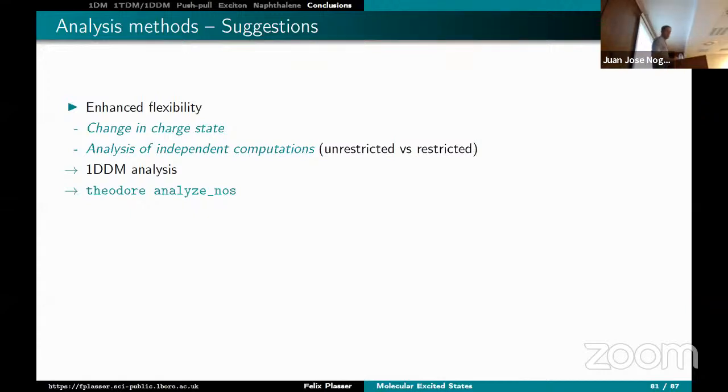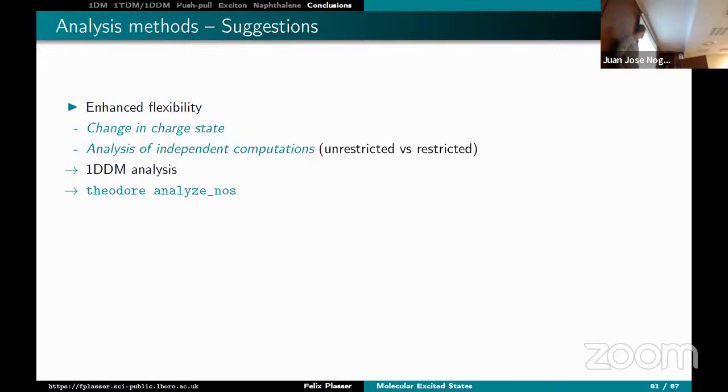Okay, and then maybe one more point: you want enhanced flexibility. For example, if there is a change in charge state, if you want to analyze what happens when you take away an electron, add an electron, or when you have independent computations. For example, sometimes you might run an unrestricted triplet state, and then you have the singlet ground state, and then you want to know what is the excitation from the singlet ground state to the triplet from a separate computation. Then you use a difference density matrix, and you can just analyze NOs. So that's the very last thing we'll talk about in the practical session.